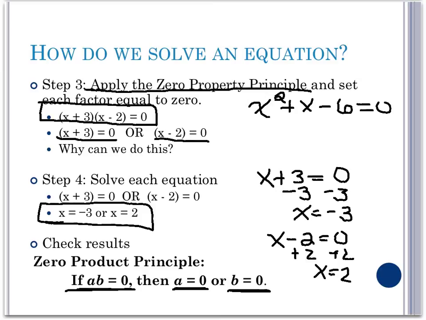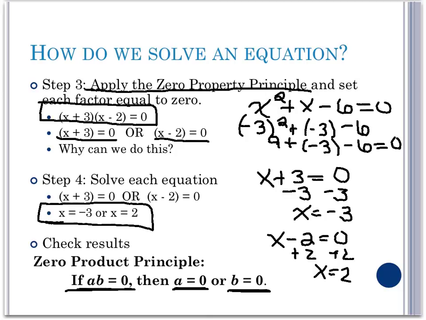If we substitute in a negative 3 for x, we want to verify we get 0. Negative 3 squared is 9. 9 plus a negative 3 minus 6 more is indeed equal to 0. If we substitute in a 2, we'd get 2 squared plus 2 minus 6, which is 4 plus 2 minus 6, which is indeed equal to 0, verifying our results.